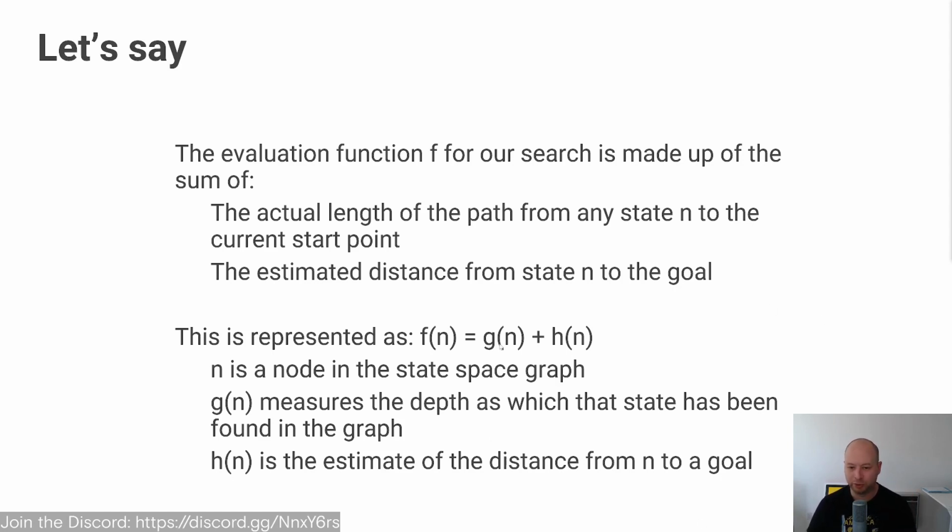So what's happening here is you start off, h of n is very large because you're at the beginning and you're estimating your distance. And as you get closer, h of n goes down and g of n goes up.